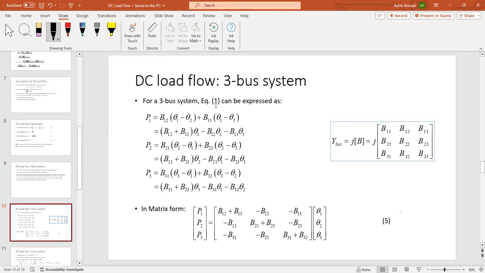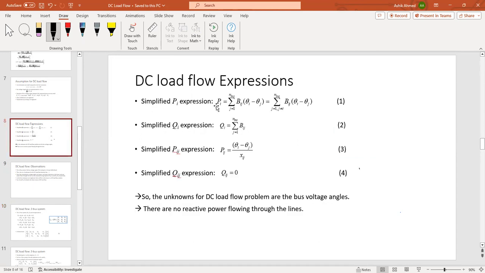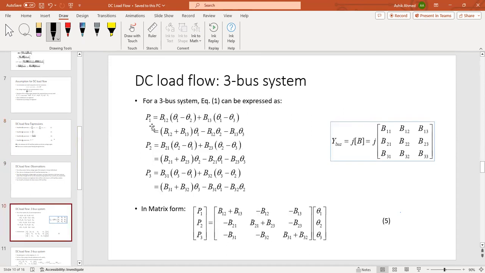Then what we did, we tried to formulate the DC load flow problem for a sample 3-bus system. And we wrote down the P injection expressions. We have got the generalized expression for Pi. So now we can take note of that, and we can apply that knowledge to find the real power injection for, let's say, a 3-bus system. For these 3 buses, if we want to find the Pi's, what is the general expression of P injection?